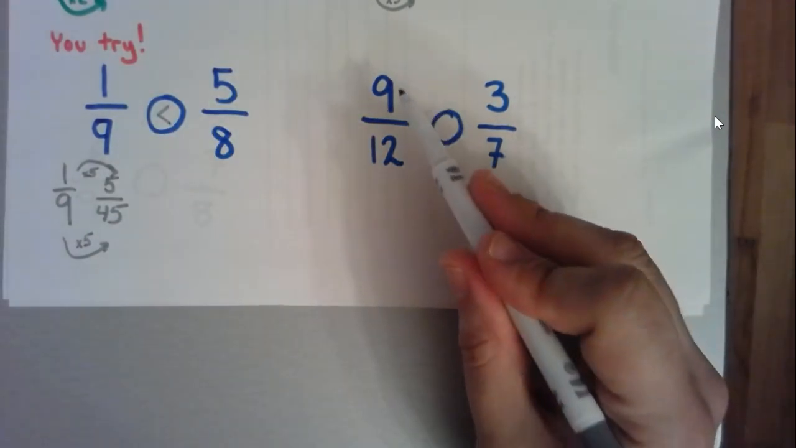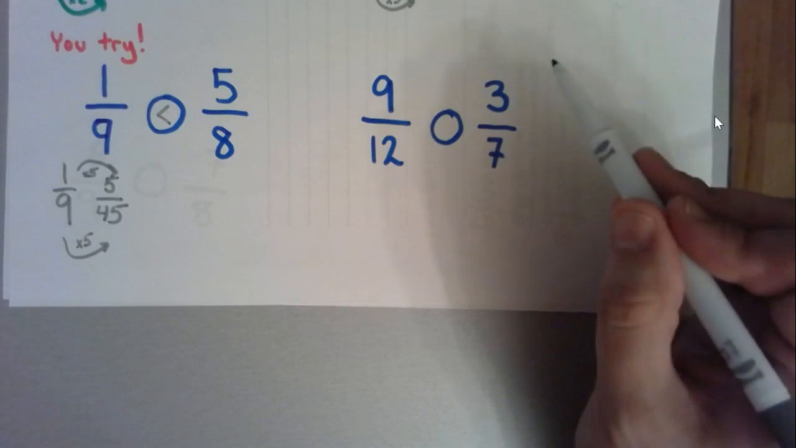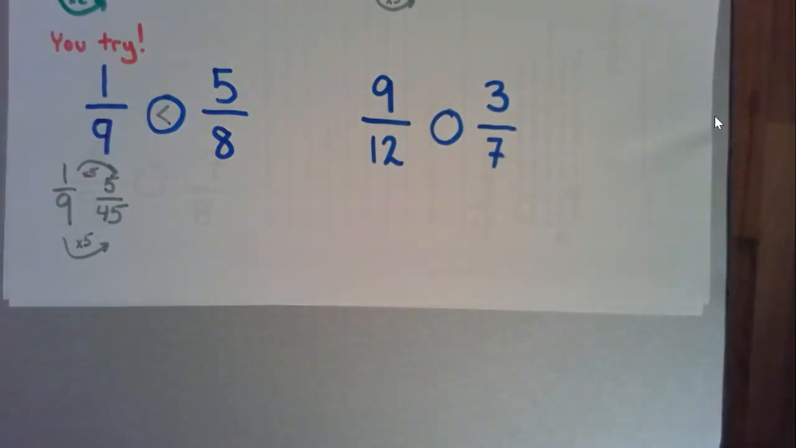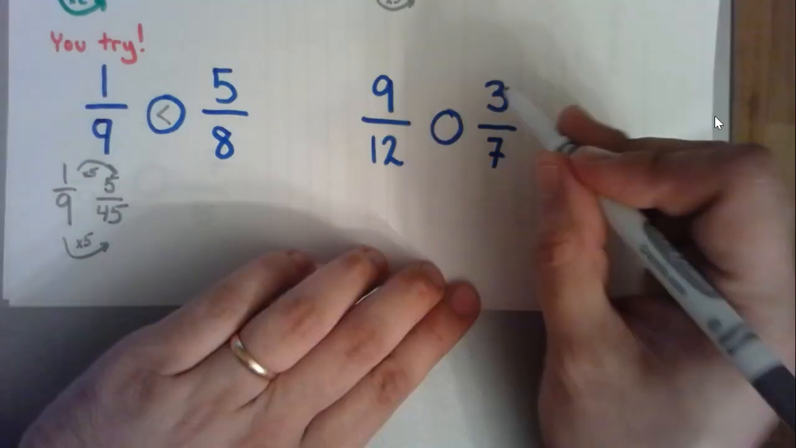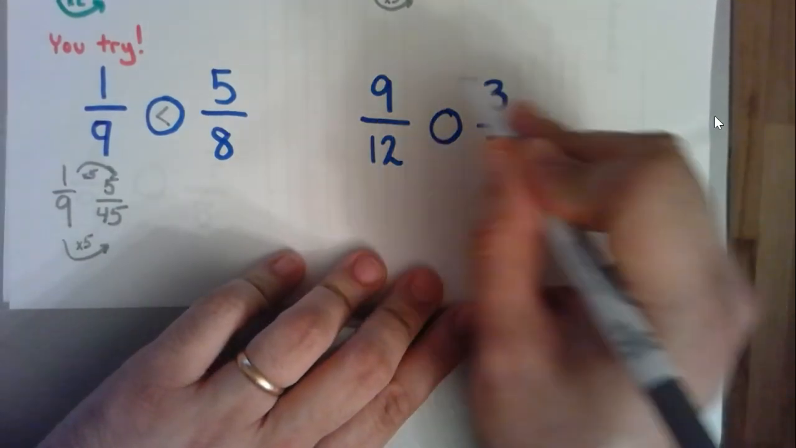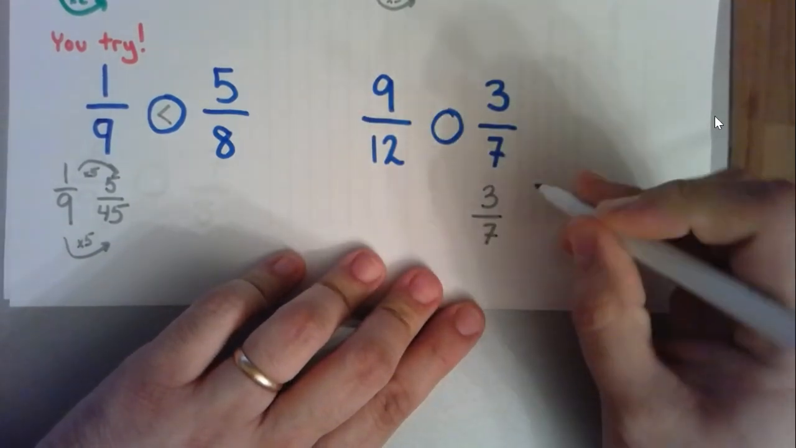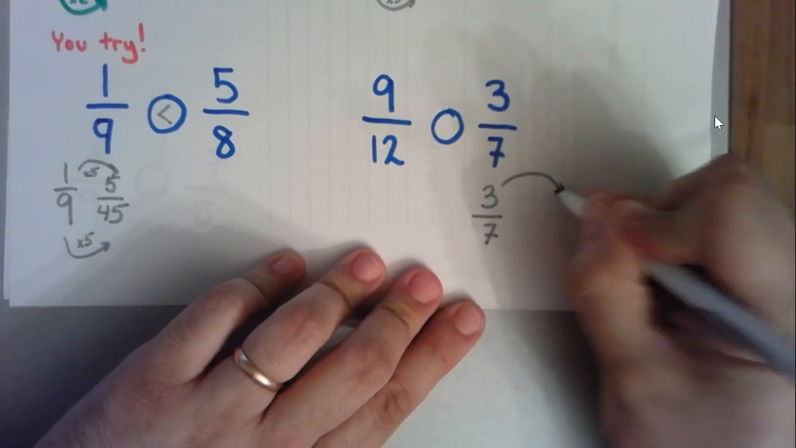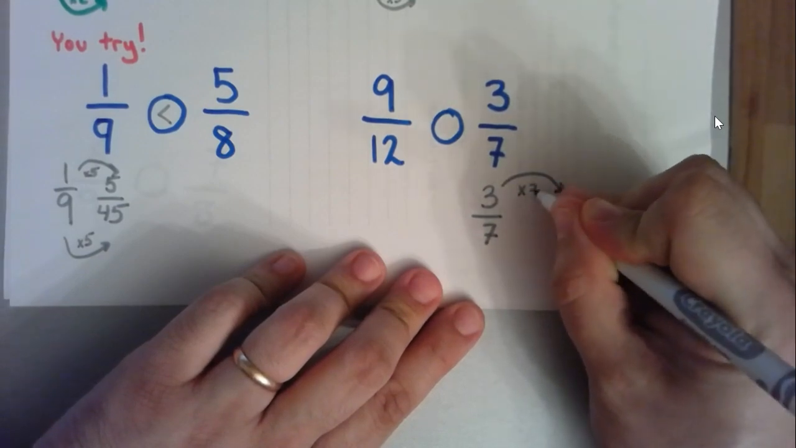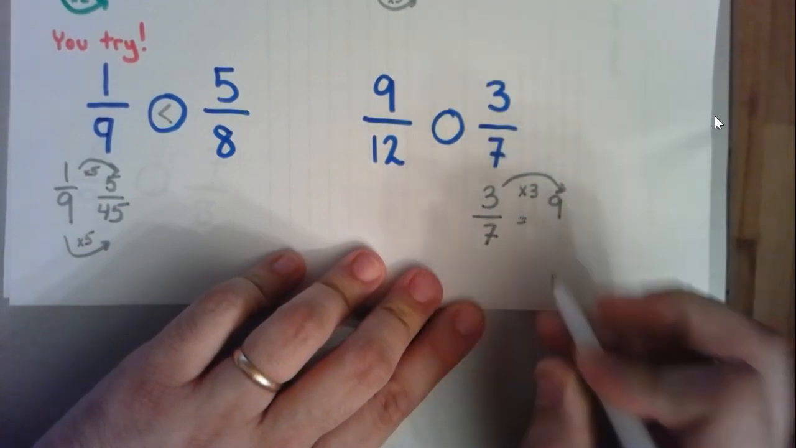Now let's try the next one. 9/12 compared to 3/7. Pause this video and give that one a try. All right, so this time we can turn 3 into 9. So I've got 3/7, and I'm going to use my multiplication to say 3 times 3 equals 9.